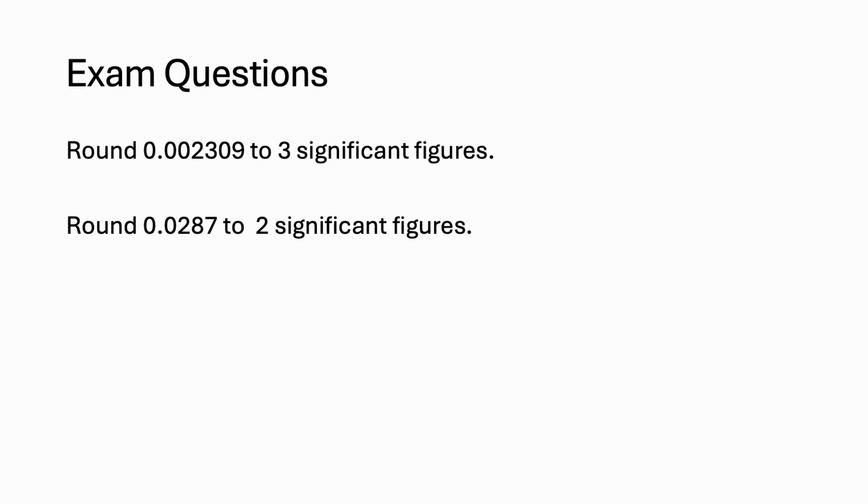Okay, now we've got some questions. So the first one is: round 0.002309 to 3 significant figures. So again, 0.002309: the 2 is the first significant figure, the 3 is the second, and the 0 is the third.